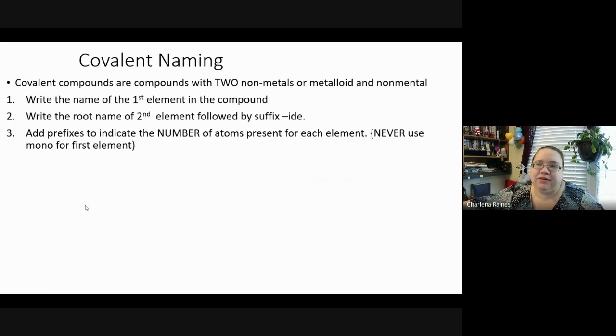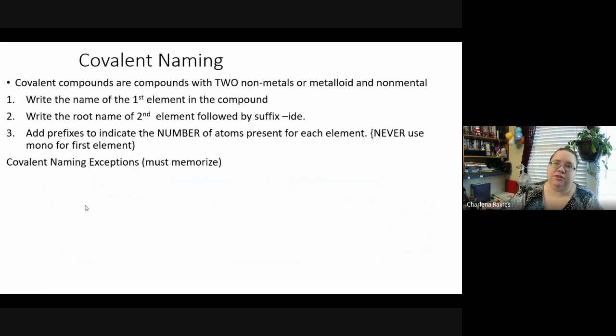present within the compound. Now, there is a little rule about never using mono for the first element. I don't make the rules. We just have to follow the rules. So we don't use mono on the first one, but we could use it on the second, as we saw in one of the examples before. But the prefix tells us exactly what our subscript will be.